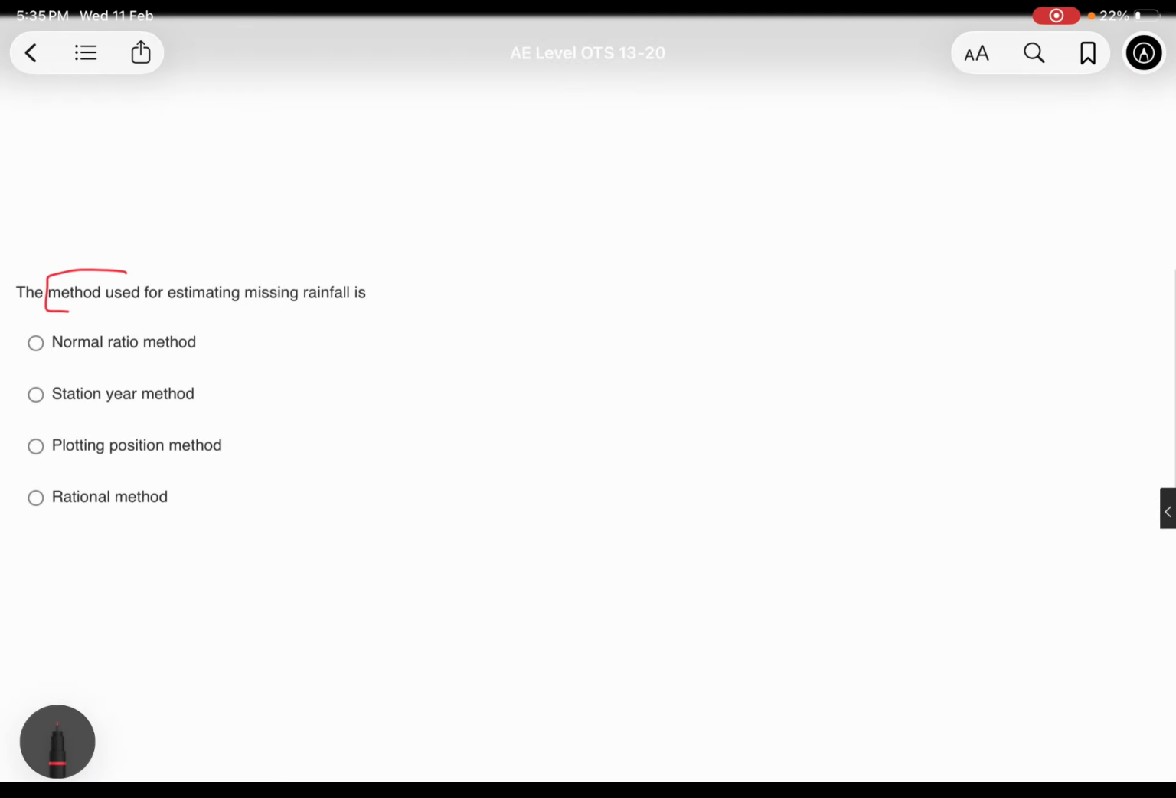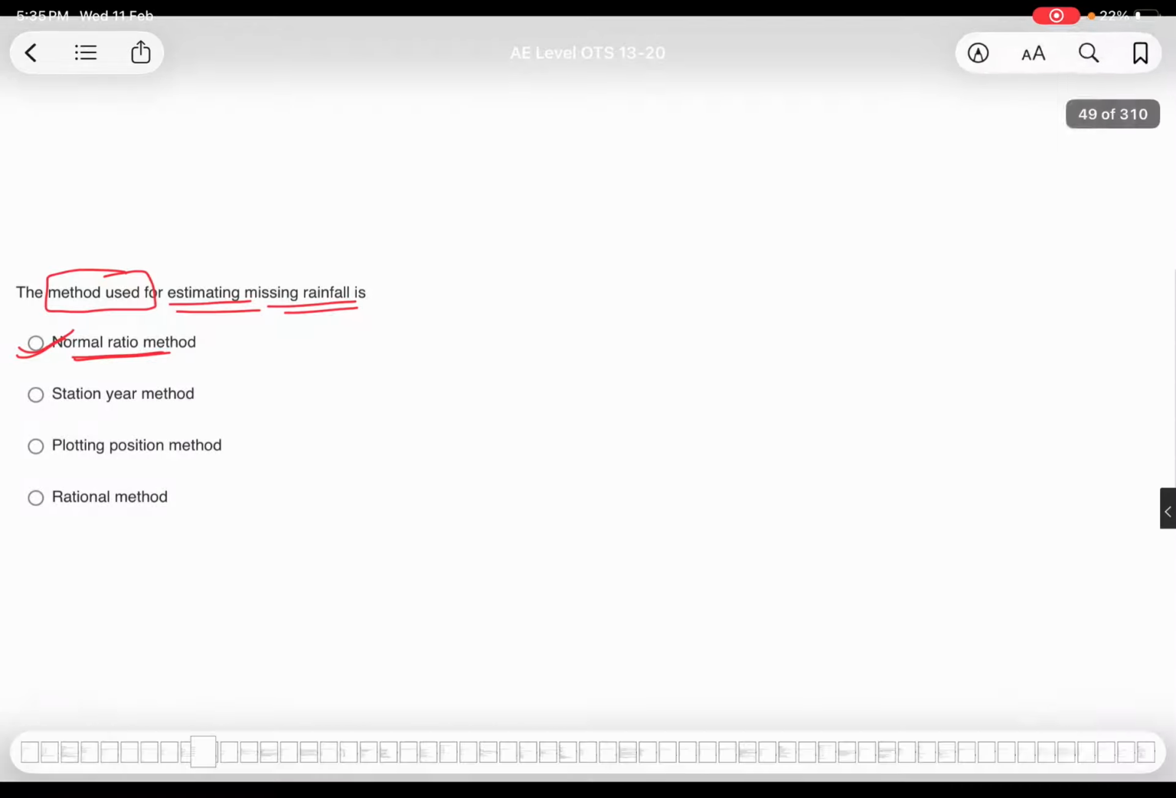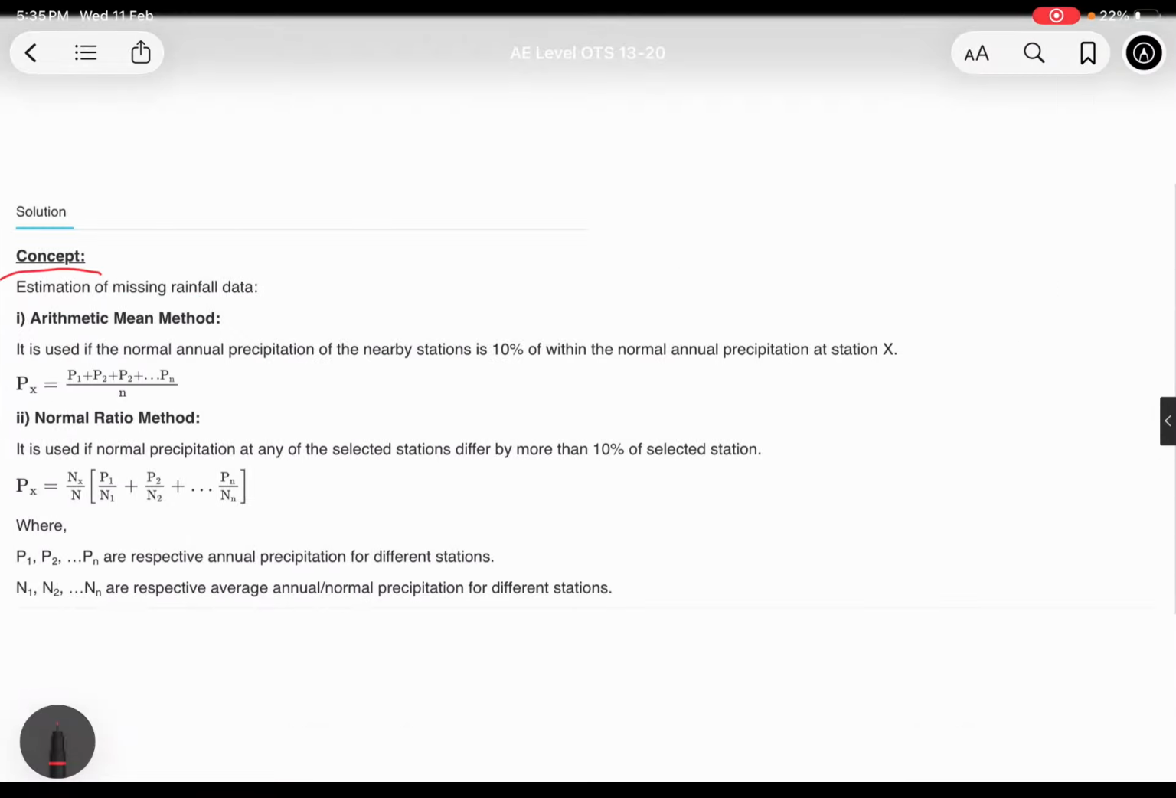Next, let's talk about the method used for estimating missing rainfall, that is the normal ratio method. The normal ratio method is used for estimating the missing rainfall. Estimation of missing rainfall data.